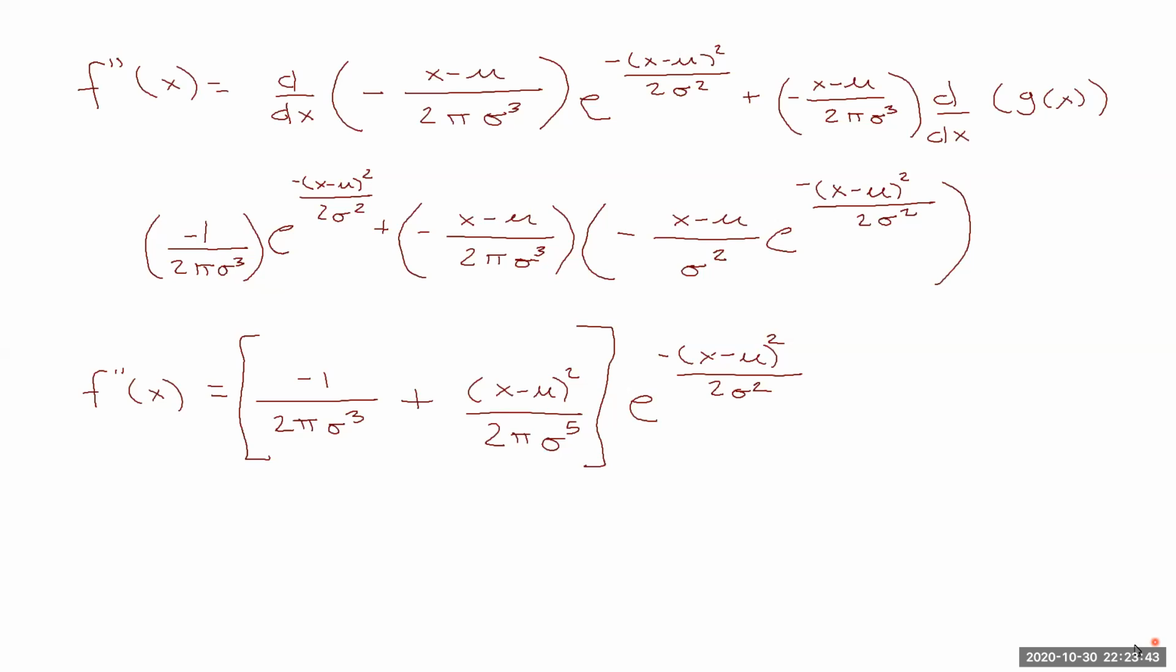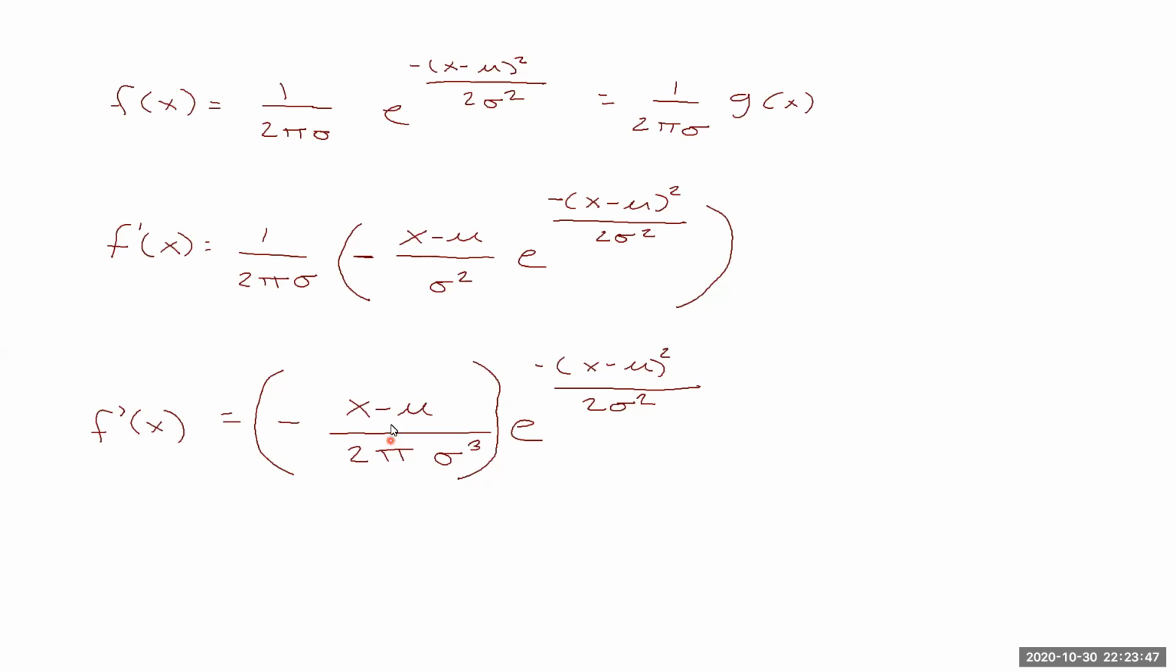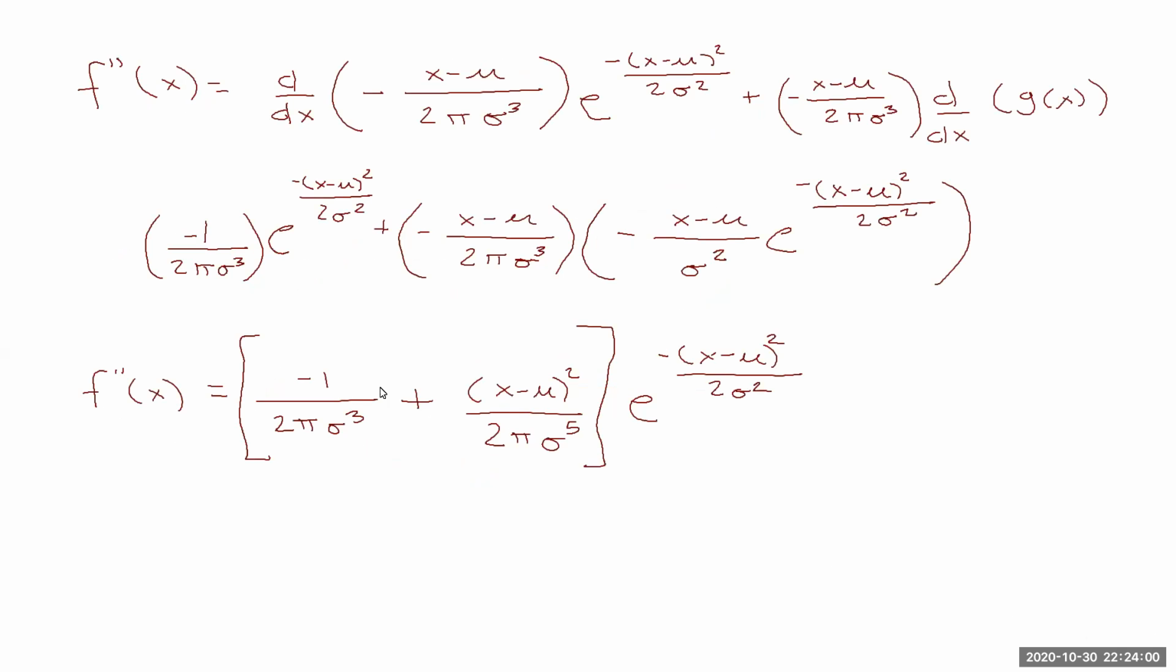So now let's take the second derivative. Here we're going to consider this quantity as one function and e as a second function. So that means that when we take the second derivative, we need to use a product rule. The product rule is you take the derivative of the first function, multiplied by the second function, plus the first function, multiplied by the derivative of the second function, which is g.